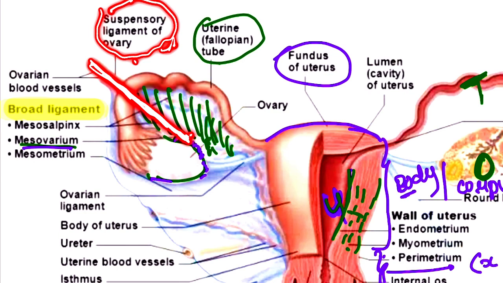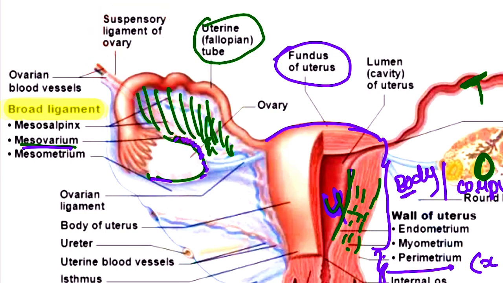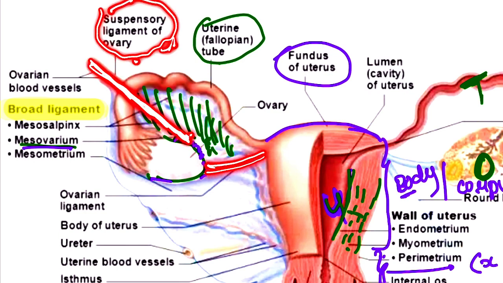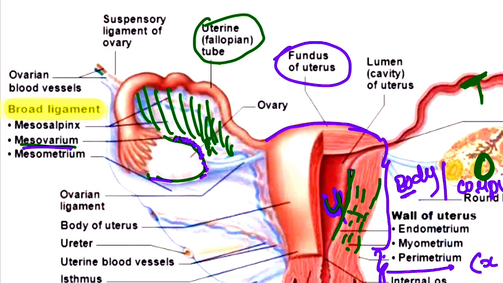Now talking further, this is another ligament, the ovarian ligament. This ovarian ligament is connected to the ovary and to the part of the uterus called the cornu. At the corner, there are the cornua of the uterus. So this helps in attaching the ovary to the uterus.